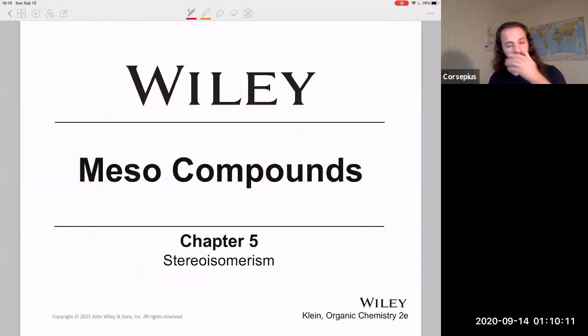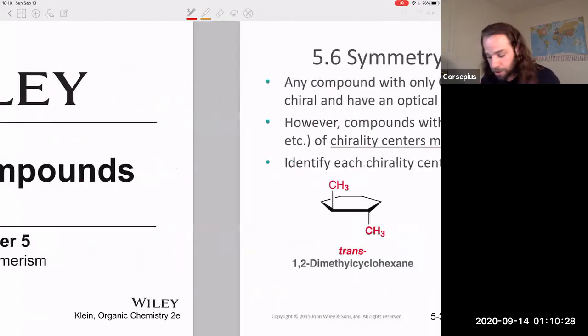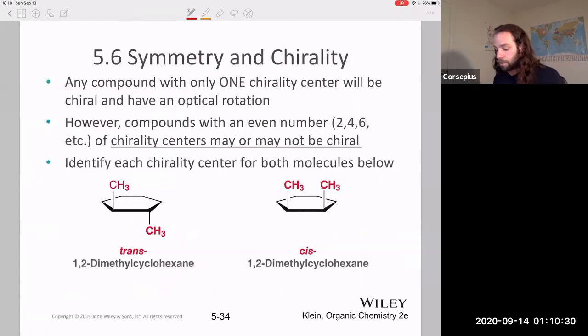Okay, now I've got to talk about a special situation, a meso compound, which doesn't follow that 2 to the n rule. There are fewer stereoisomers than you would expect from calculating 2 to the n. Let's see why that is. One example here is cis and trans dimethylcyclohexane.